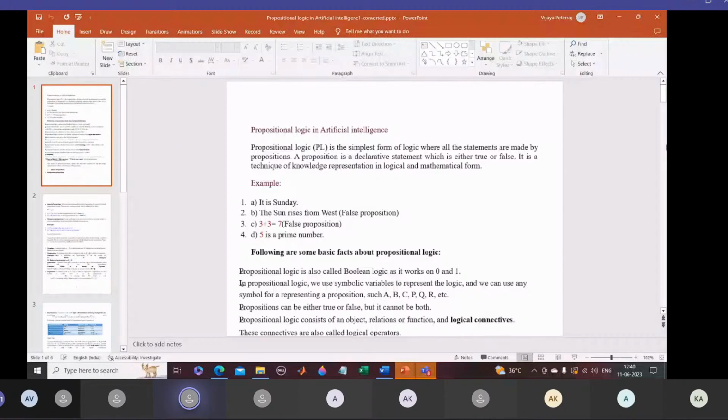While in an unknown environment, the agent needs to learn how it works in order to perform an action. Example: it is Sunday. Today is Sunday. What do you say, yes or no? The sun rises from the west. Do we say true or false? Then accessible and inaccessible.